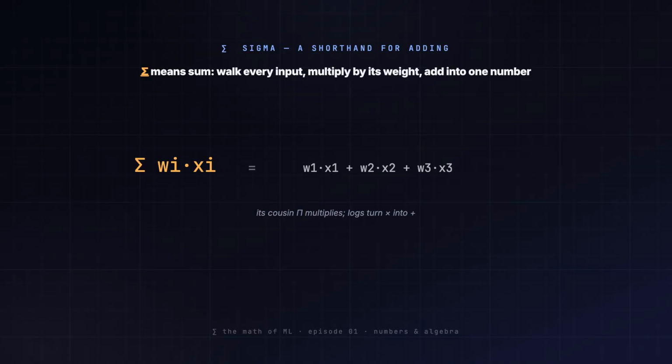Its cousin, capital Pi, multiplies instead of adds, and exponents and logs are just the same move in reverse. Log turns multiplication into addition, which is why losses are written in logs. It keeps the numbers tame.